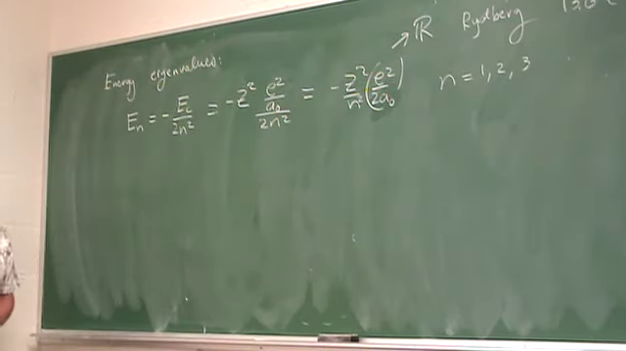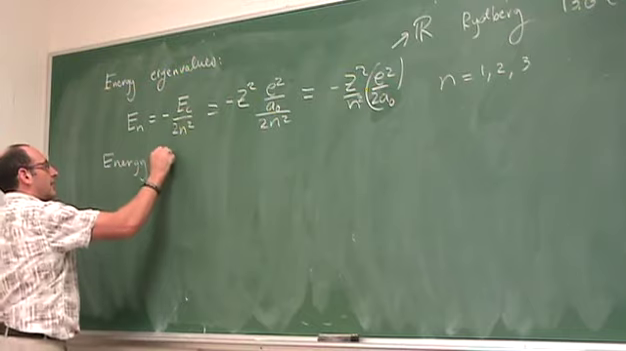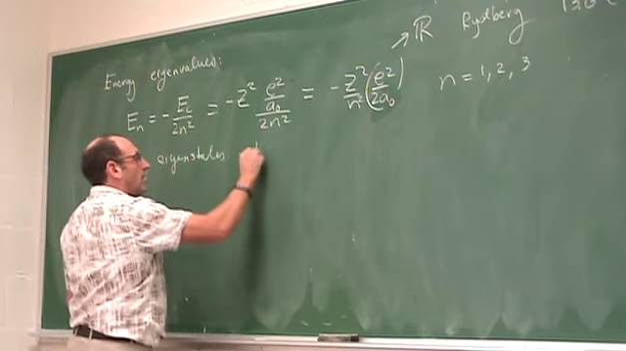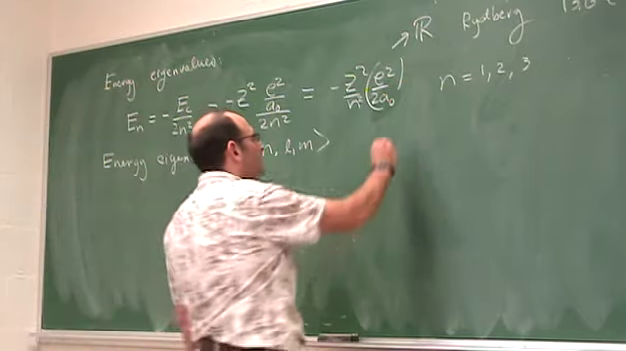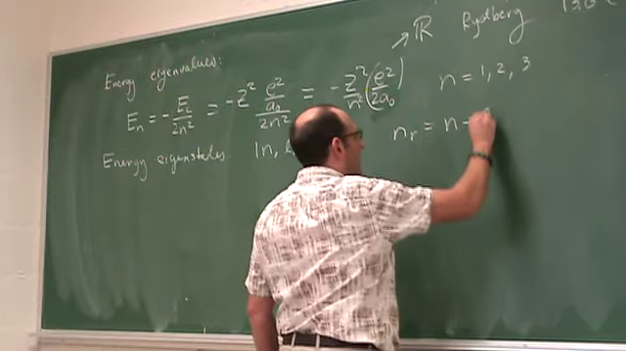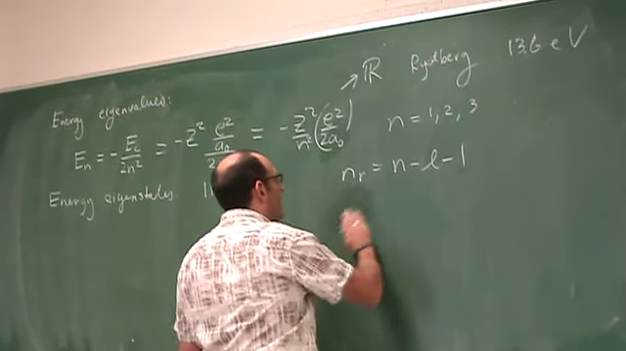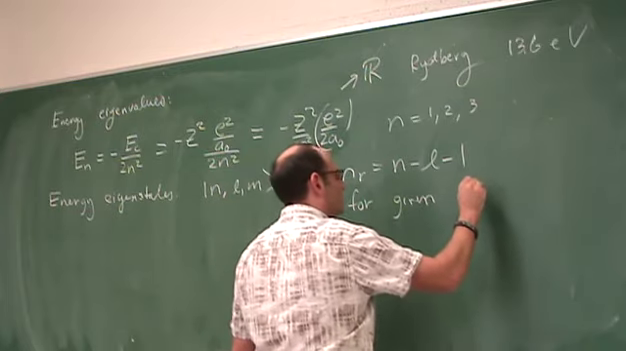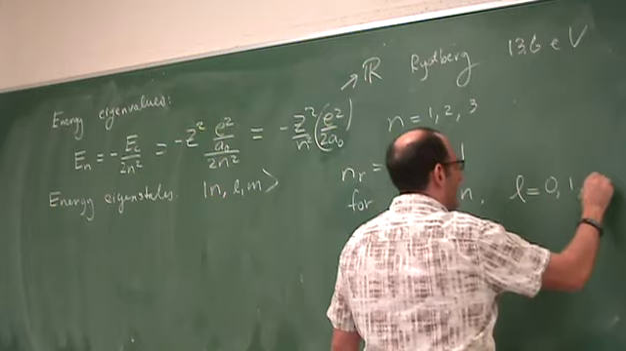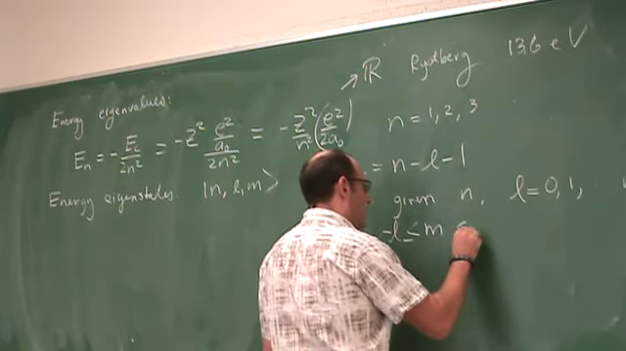Okay, now of course, the energy eigenstates of the system are specified by 3 quantum numbers, right? Of course, from this, what we see is n sub r is equal to n minus L minus 1, right? So L for a given n goes from 0, 1 all the way up to n minus 1 as possible values of L. And m is between minus L and L in integral units.